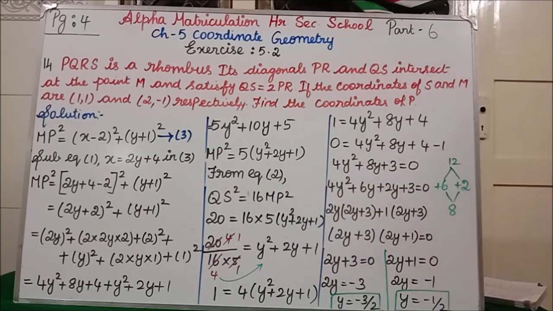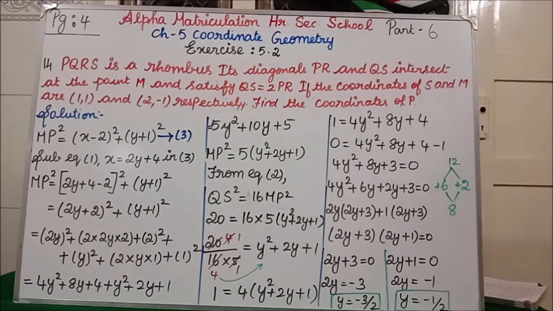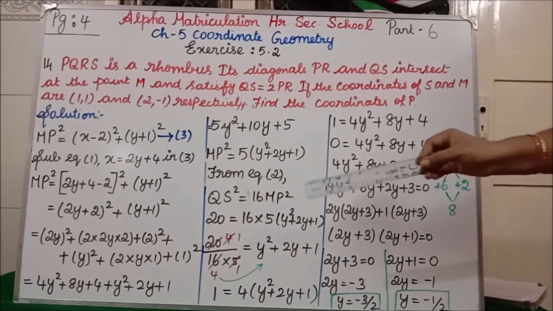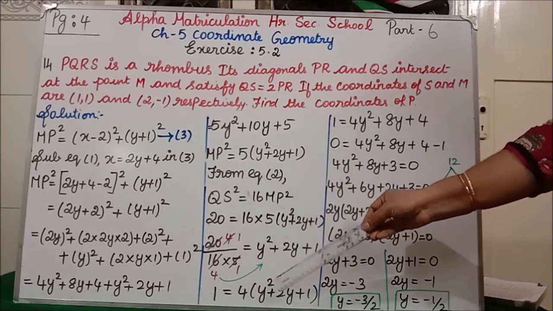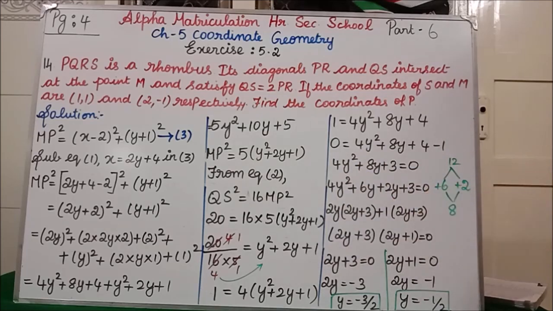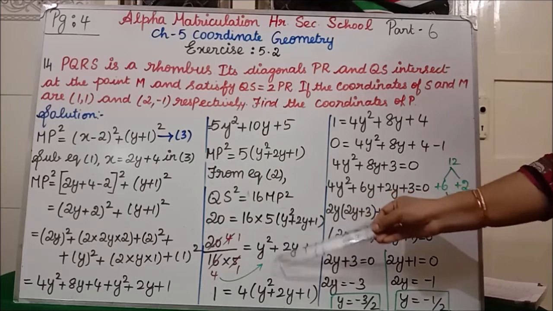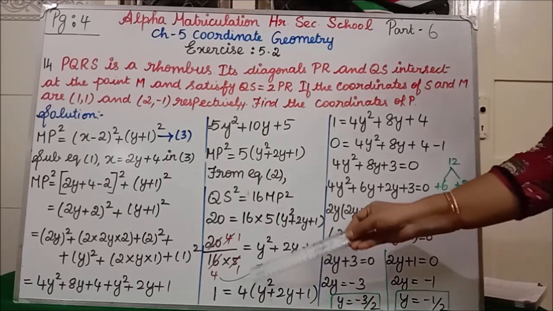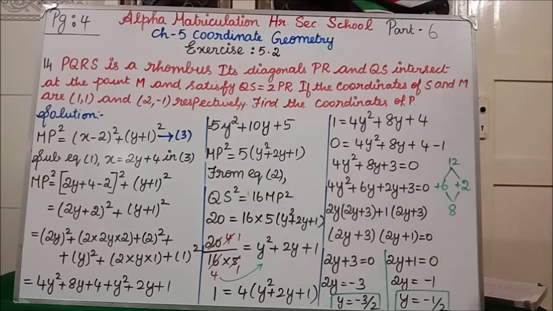So this 20, 16 into 5 will come and divide. If we are cancelling, in the numerator part we are getting 1, in the denominator part we are getting 4 into 1. 4 into 1 is what? 4. That 4 again we are doing cross multiplication. So in the numerator only 1 is there. So 1 is equal to 4 into y square plus 2y plus 1. The next step, we are taking the 4 inside to each term. 4 into y square is 4y square. 4 into 2y is 8y. 4 into 1 is 4.